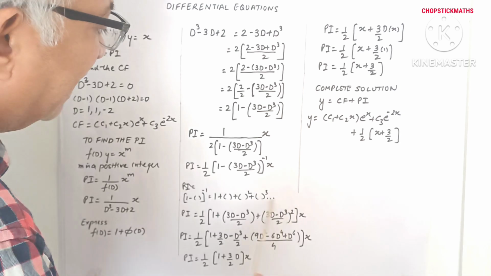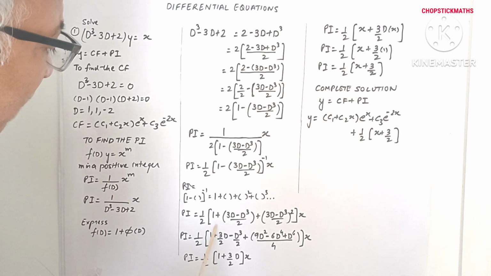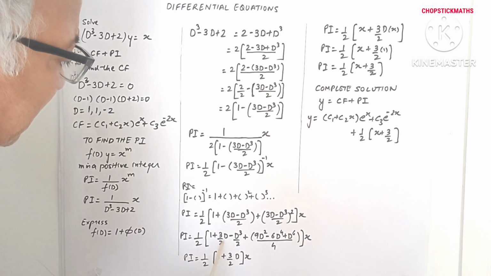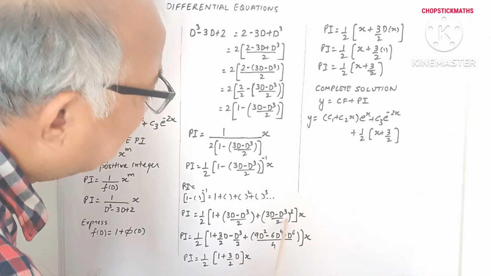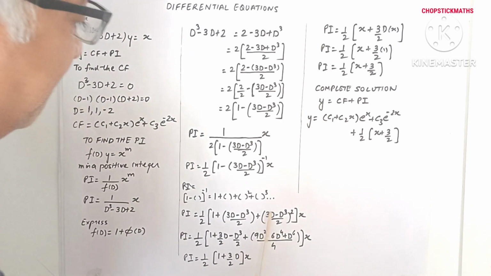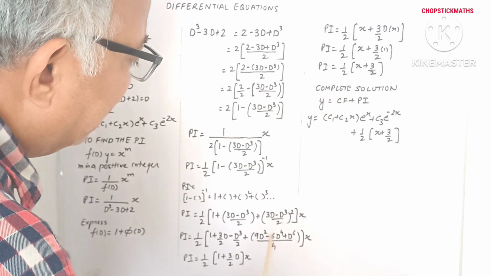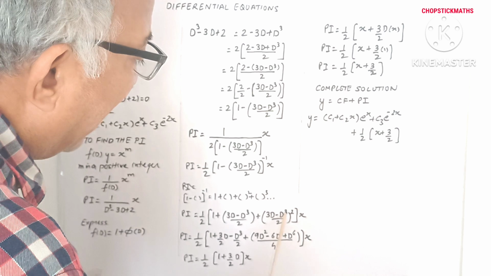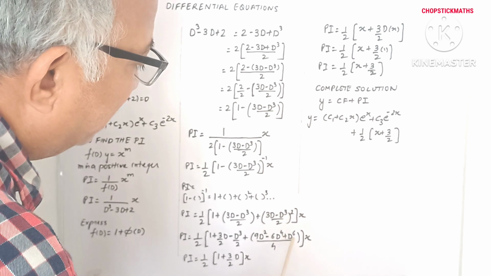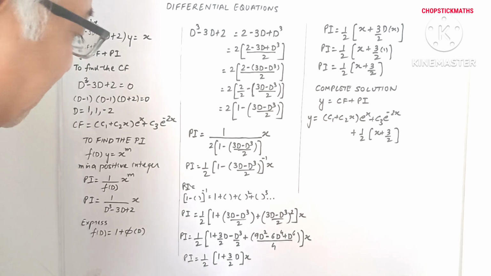Now we neglect the higher powers. So here this would be 1 upon 2 into bracket (1 plus 3D by 2 minus D cube by 2 plus, let us expand this. This would be (a minus b) the whole square. This would be 9D square minus 2ab, that would be minus 6D raised to 4, and the last term would be b square, that would be plus D raised to 6, upon 2 square is 4) into x.